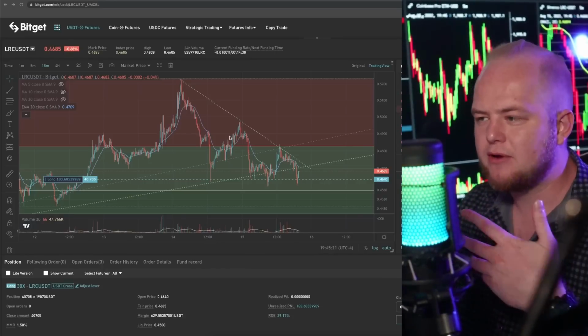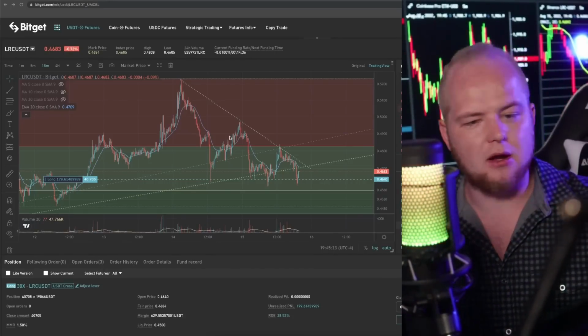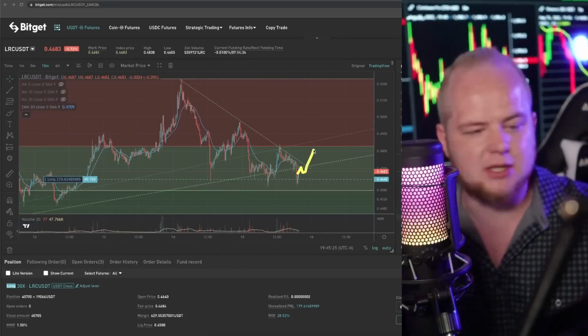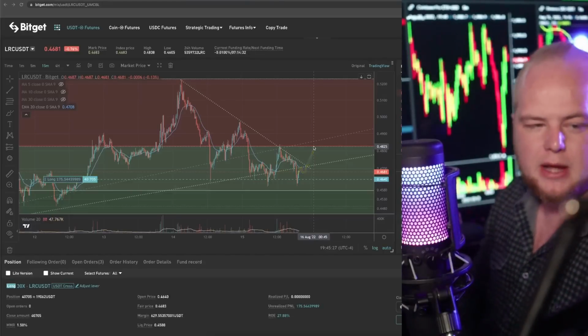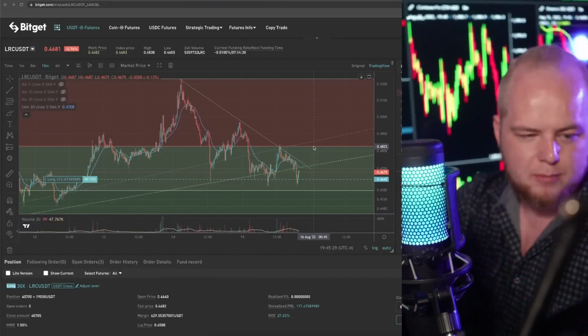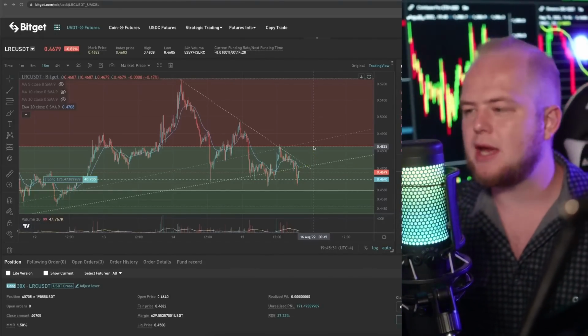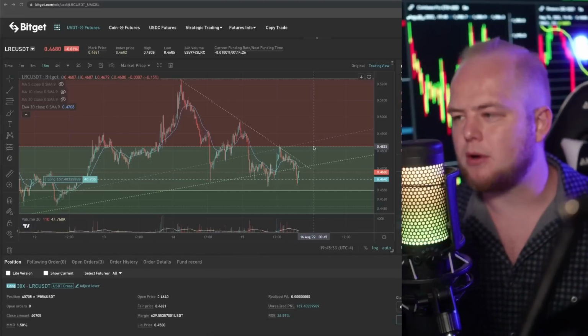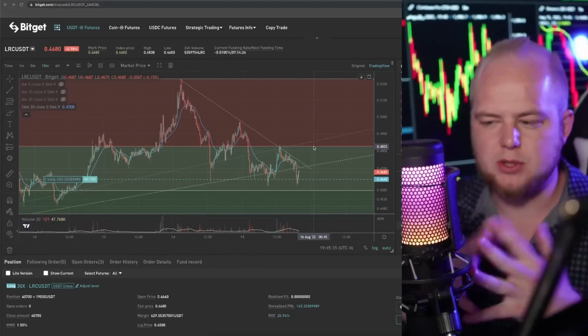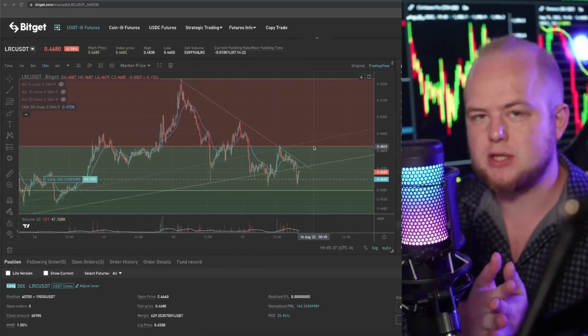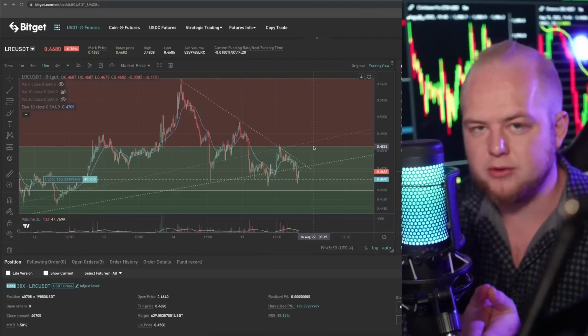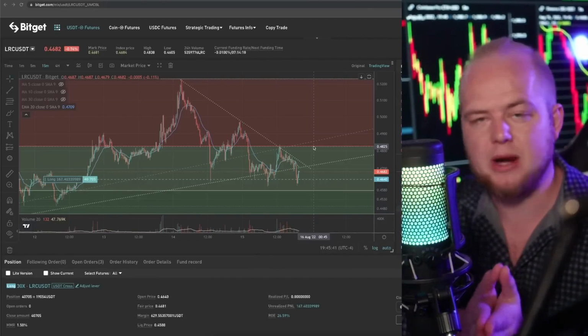Maybe I'll add to it if I feel confident. If LRC is breaking out above this resistance here or something like that, maybe I'll go back to the position I had before. But yes, I did take some losses. Of course, that is just how it is when you're trading on leverage. You're going to take losses. You're going to get burned if you're on leverage. There's no way around it.